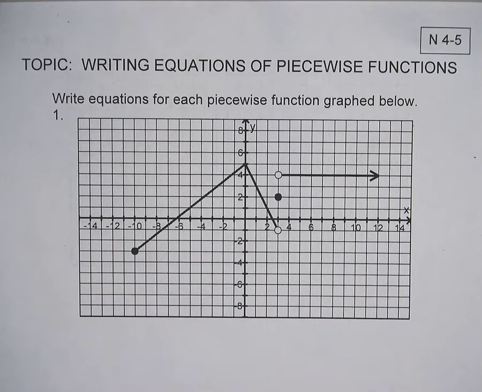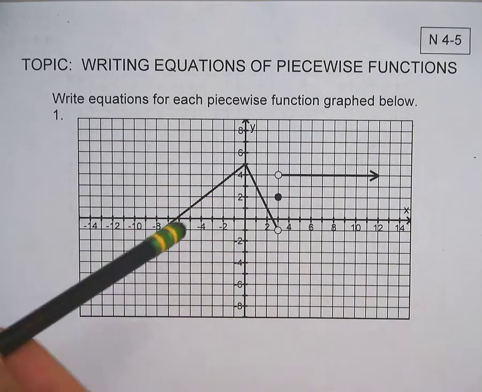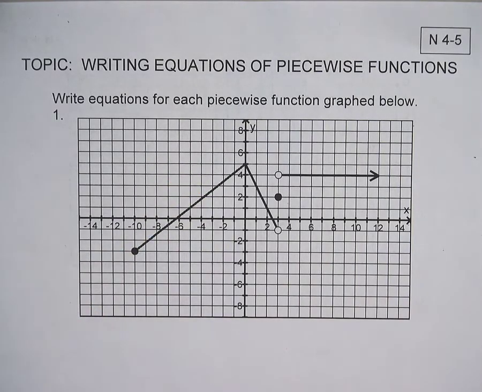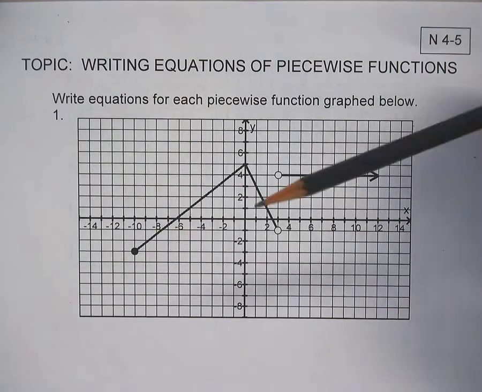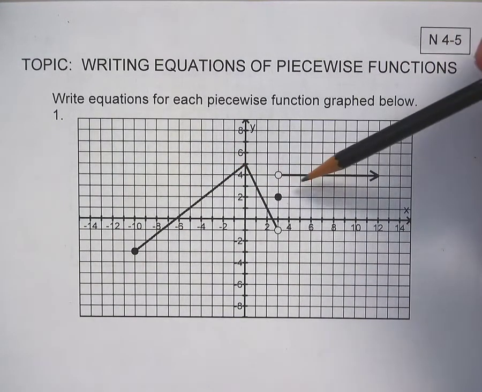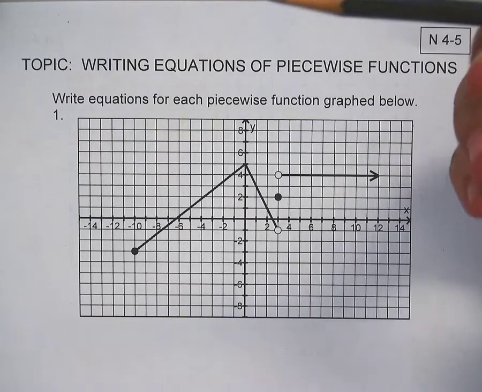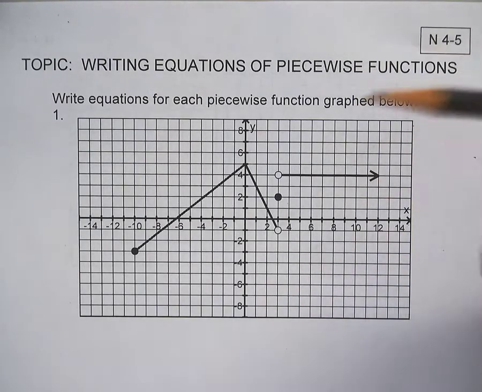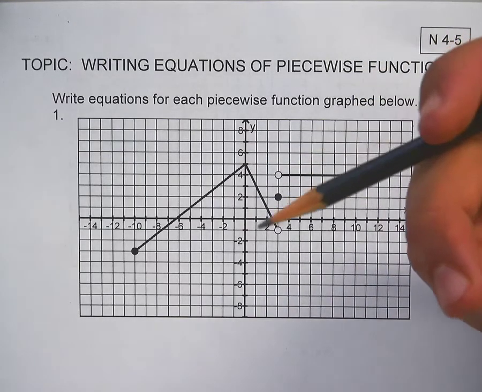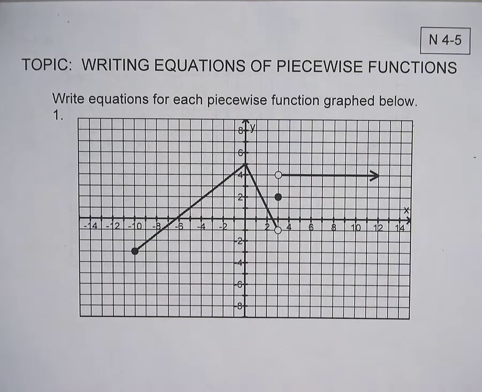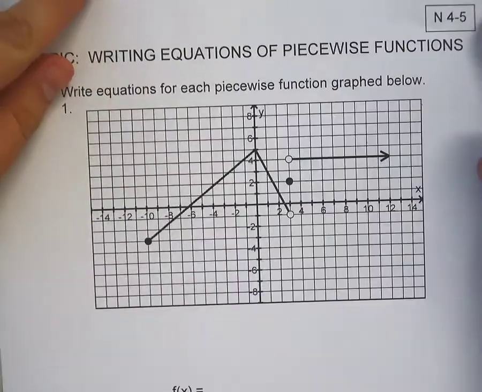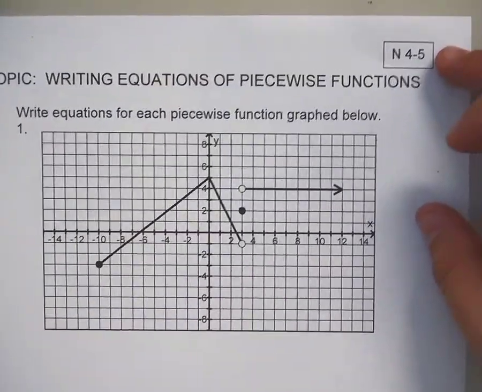A couple of things we're going to talk about today. Writing equations for piecewise functions. Now, yesterday we figured out what a piecewise function is. We talked about how it's just a function that's built of different pieces to make one really big kind of Frankenstein looking graph. Everything just kind of stitched together. So, today we're going to figure out how to become the Frankenstein doctor.